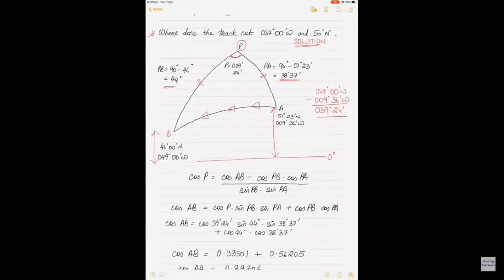So this is the first part where we draw the diagram correctly and label it correctly, because you need to use these values to find the rest of the values. So it's very important to draw the diagram correctly and label it correctly. Now we'll start with finding out the great circle distance AB first.